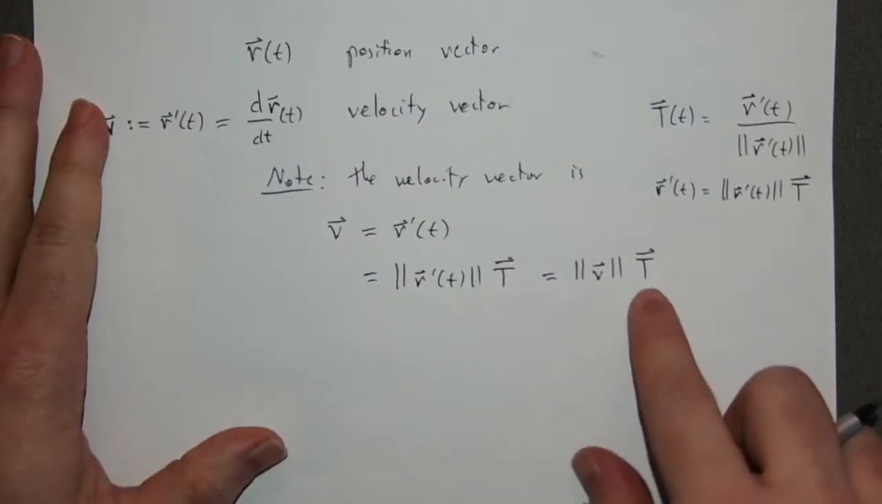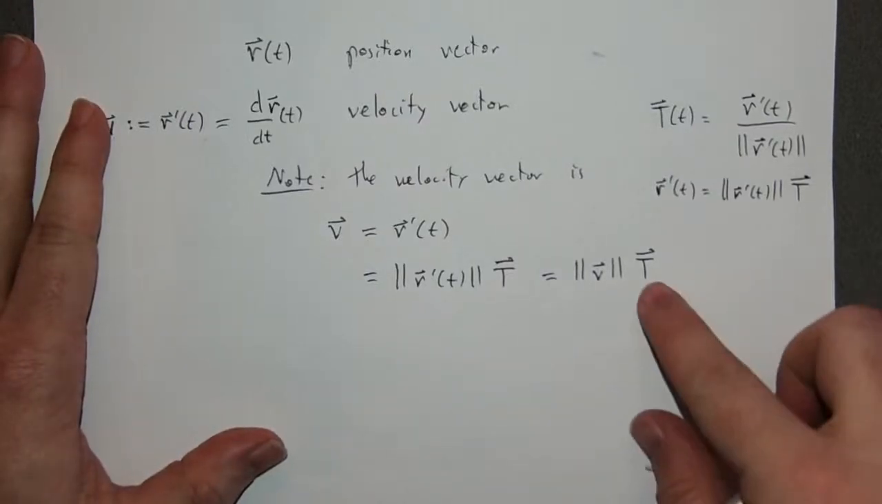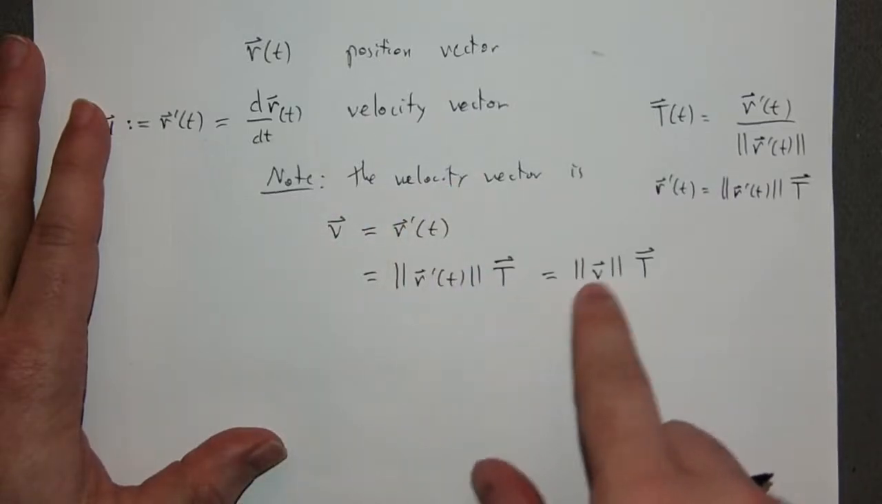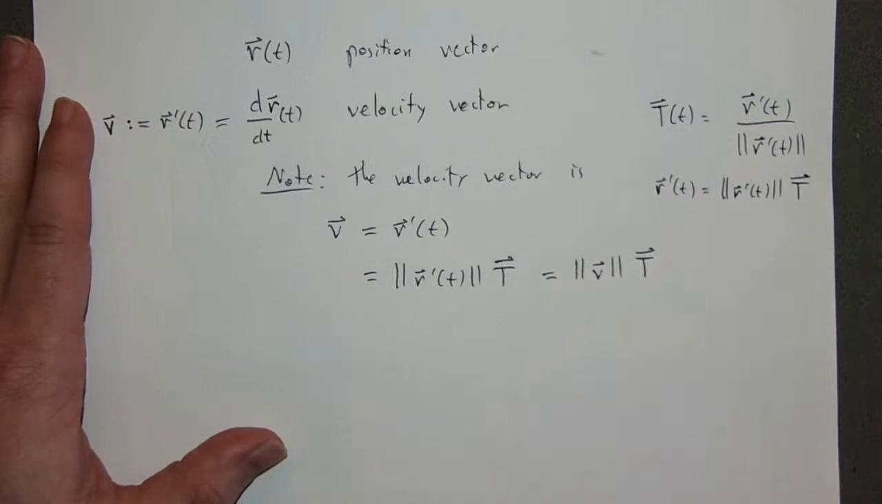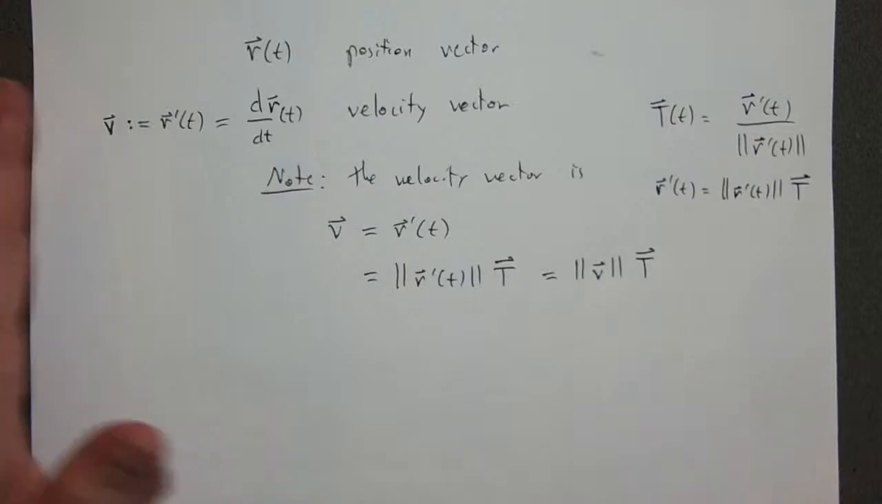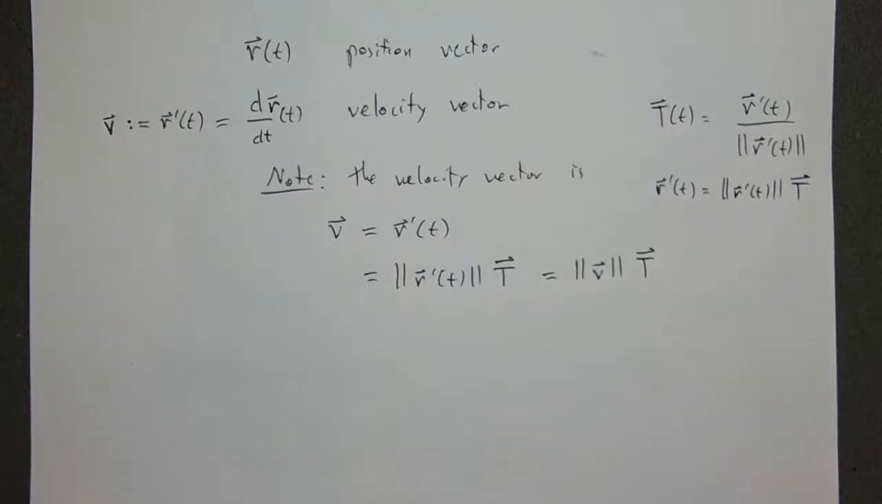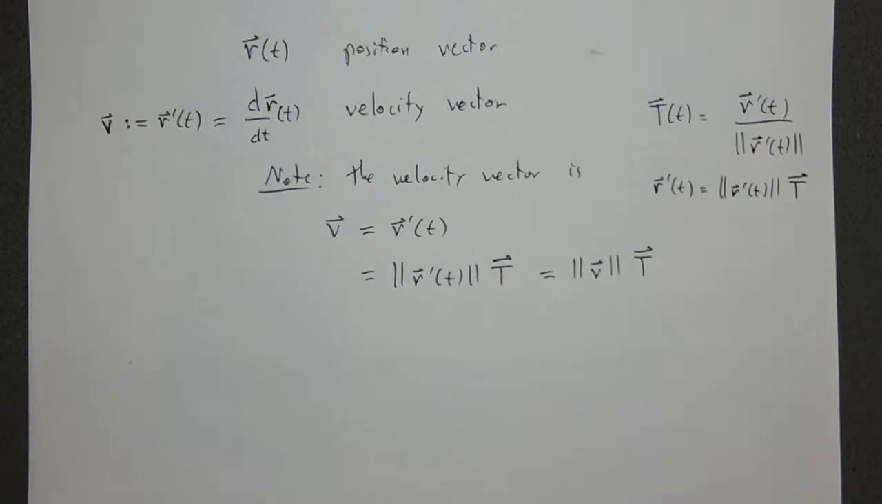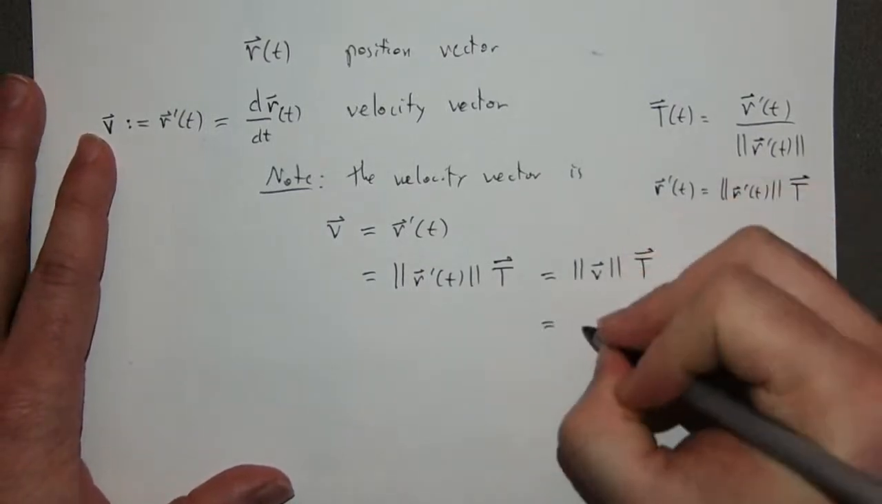But really, first of all, the velocity vector is a scalar multiple of the tangent vector. What is this scalar that the velocity vector is a scalar multiple of the tangent vector by? It's the length of the velocity vector. It's the speed.